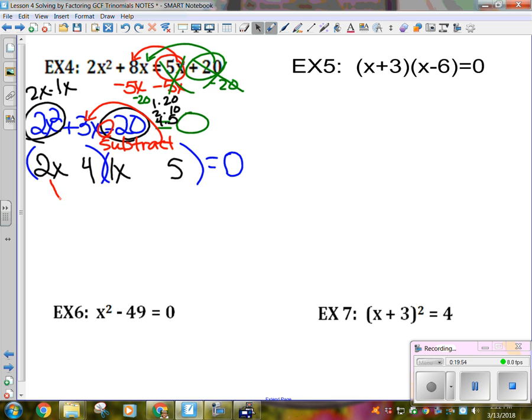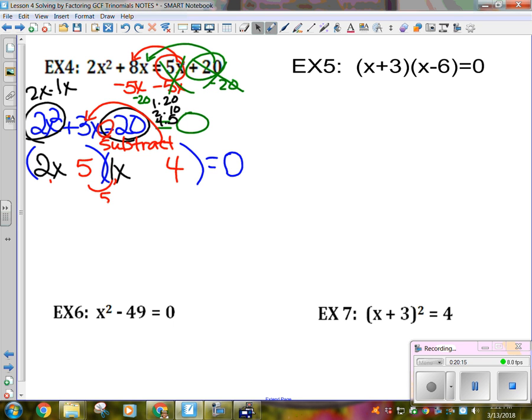It works? If I do outers, I get 10x. If I do inners, I get 4x. 10x and 4x actually subtract to be 6x. That's not it. Okay? So I need to flip my numbers. Let's switch places. Isn't this what we did a couple days ago with the whiteboards? So let's put the 4 here and the 5 here.